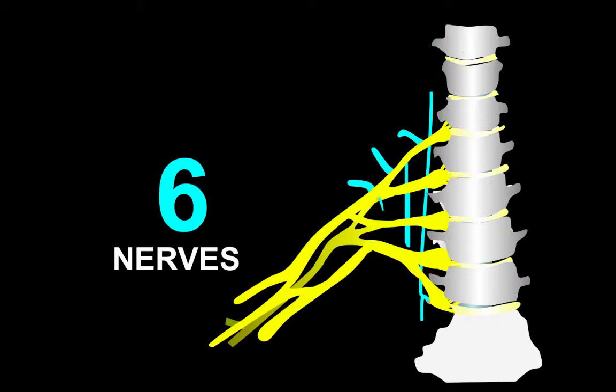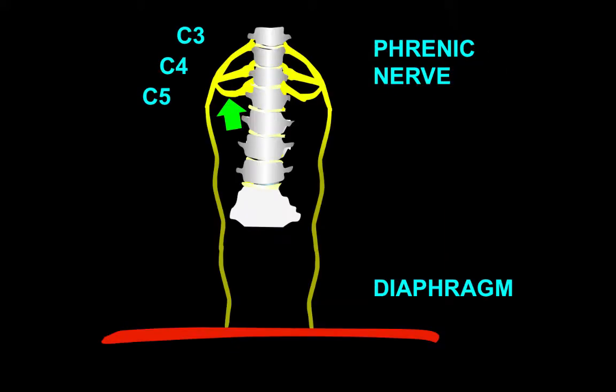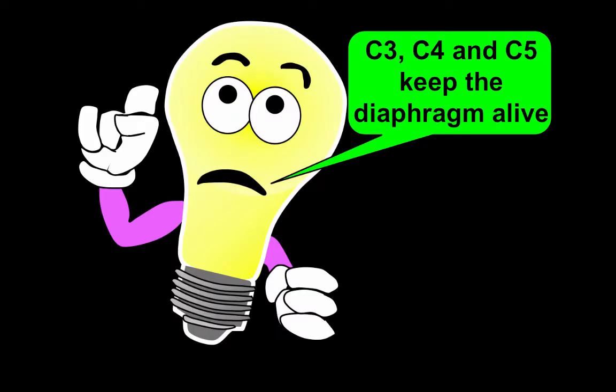The second proximal brachial plexus nerve arises from the 5th cervical ventral ramus. It contributes to the formation of the phrenic nerve by joining fibers from the 3rd and 4th cervical ventral rami. Remember, C3, C4, and C5 keep the diaphragm alive.